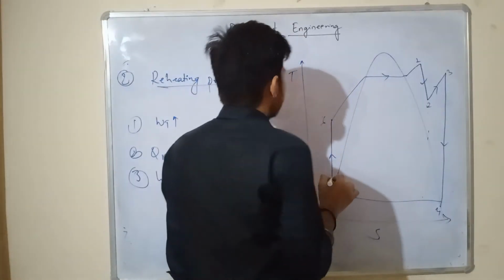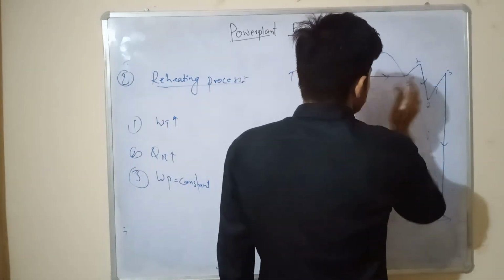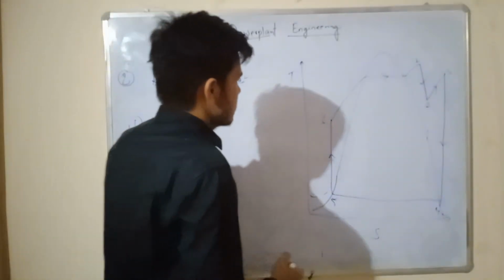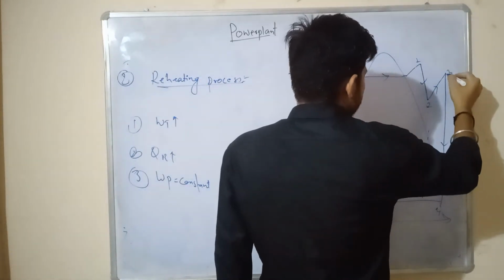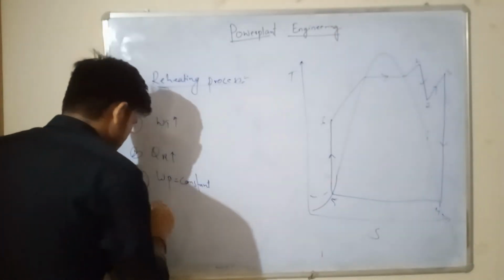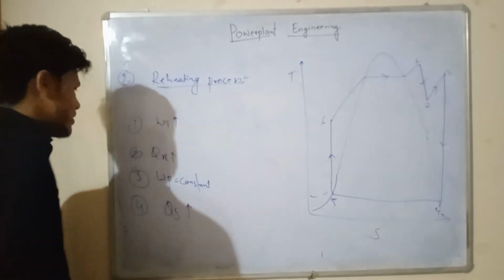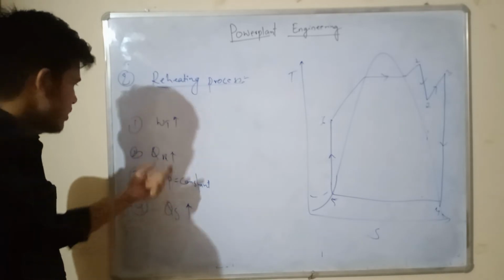Okay, now constant. And 6 to 5, look here, without reheating we are supplying the heat from 6 to 1, but in the reheating process we are supplying the heat from 6 to 3 dash. It means that our supply of heat also increases. The supply of Q also increases.